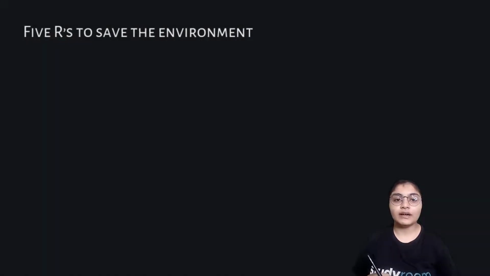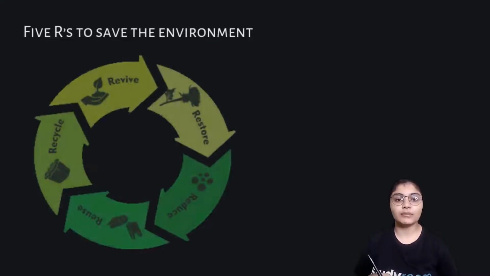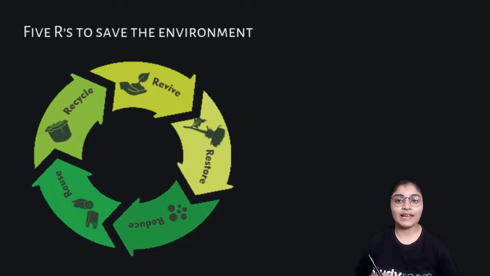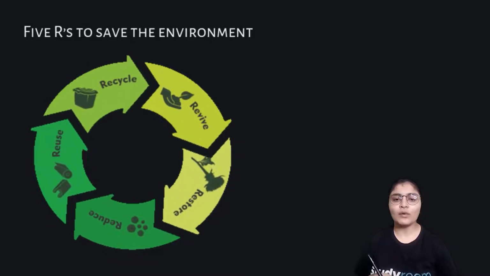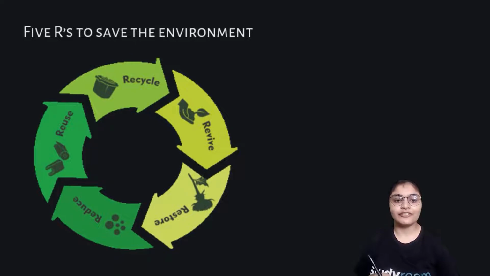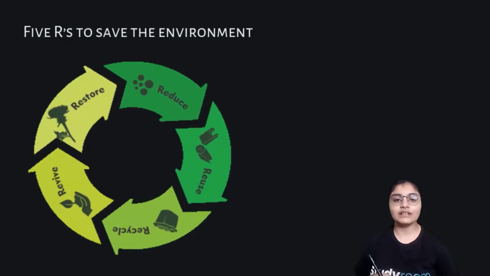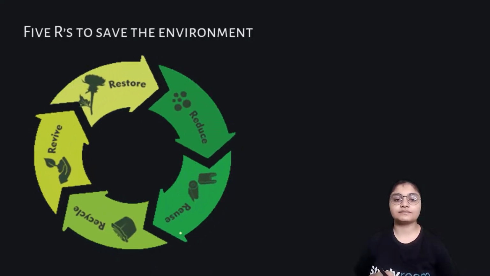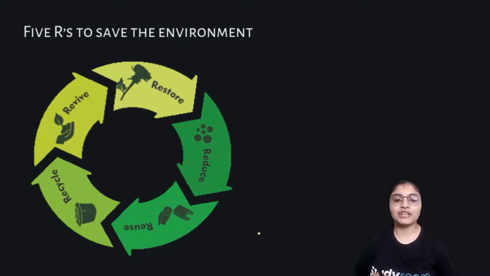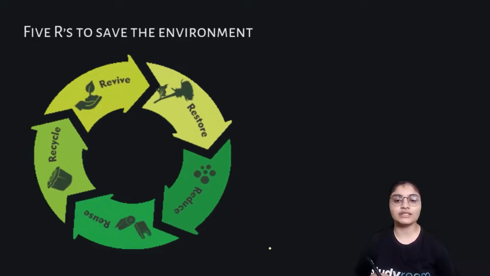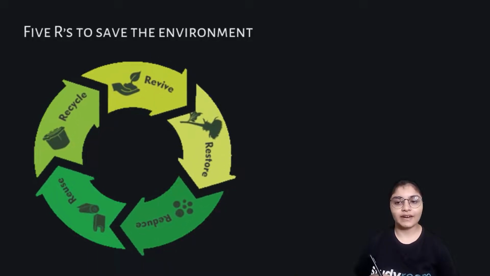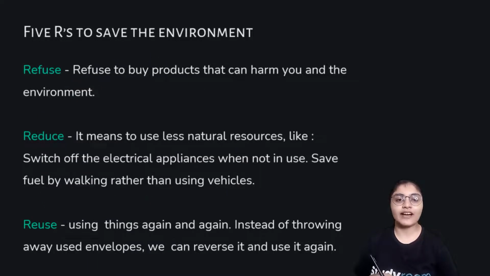When we talked about all these pollutions and the management of natural resources, we'll be talking about the 5 R's that can help to save the environment. So what are those 5 R's? The 5 R's are refuse, reduce, reuse, recycle, and revive. All these 5 R's will help us to manage the resources and to save our environment.